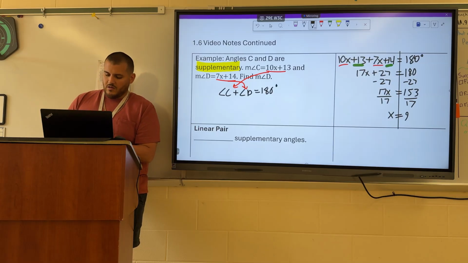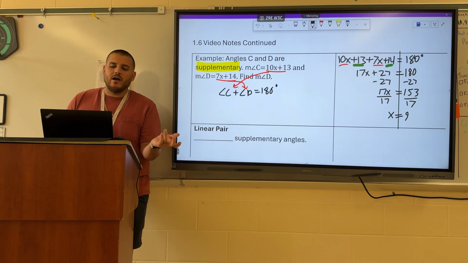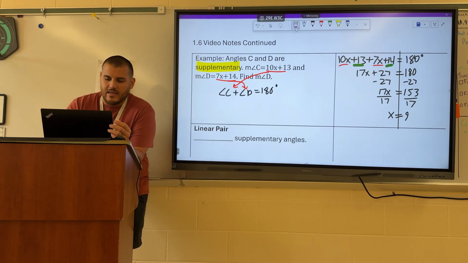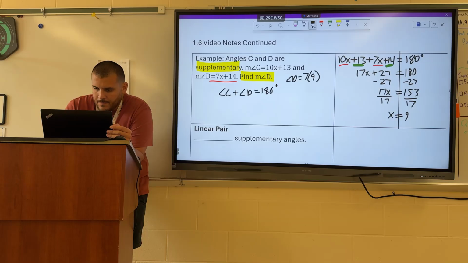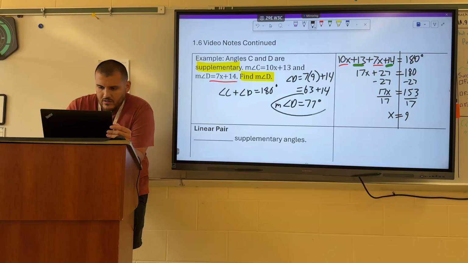I'm gonna double check that really quick. 153 divided by 17 is 9. And now I can plug that x in to answer my question, because it's asking me to find the measure of angle D. So I need to plug that into this 7x plus 14, which I'm gonna do right here. 7 times our x, which is 9, plus 14. 7 times 9 is 63. 63 plus 14 tells us that the measure of angle D is 77 degrees.